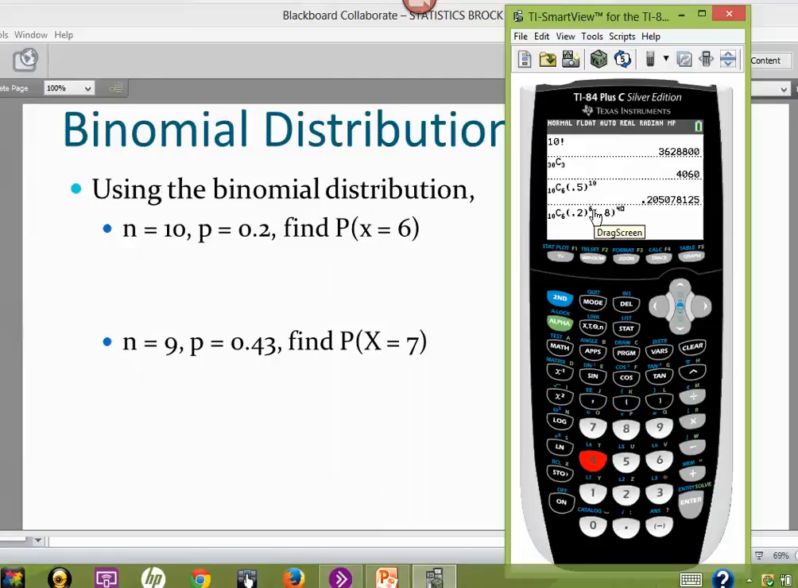So if you'll notice, the powers here end up adding up to the number of trials, and however many successes I want is my first power because we put the probability of success first, probability of failure, and then whatever we would need to get, how many failures you would need to get to have 10 trials. We hit enter, we see 0.0055. So there's about a 0.5% probability that I would have 6 successes in 10 trials with a probability of 0.2.